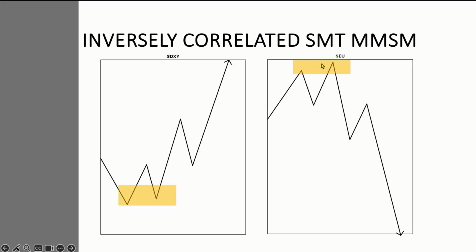This higher high creation, whilst dollar makes a higher low, is a sign of weakness on Euro, and it is a sign of strength on the dollar. The change in state of delivery, the displacement leg lower, confirms this.